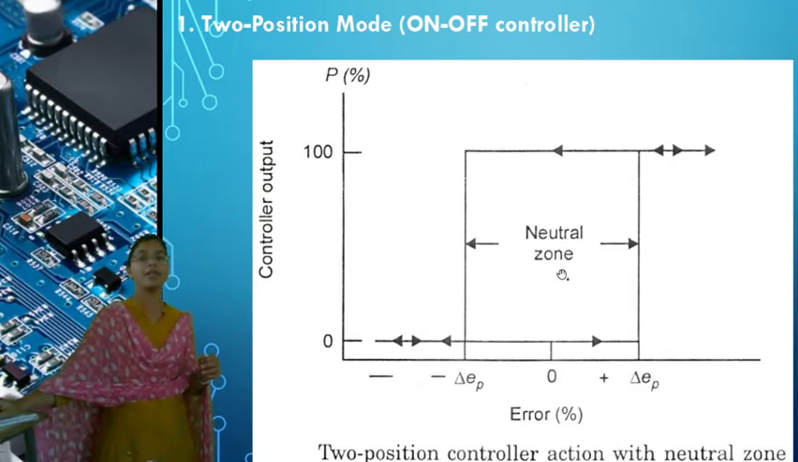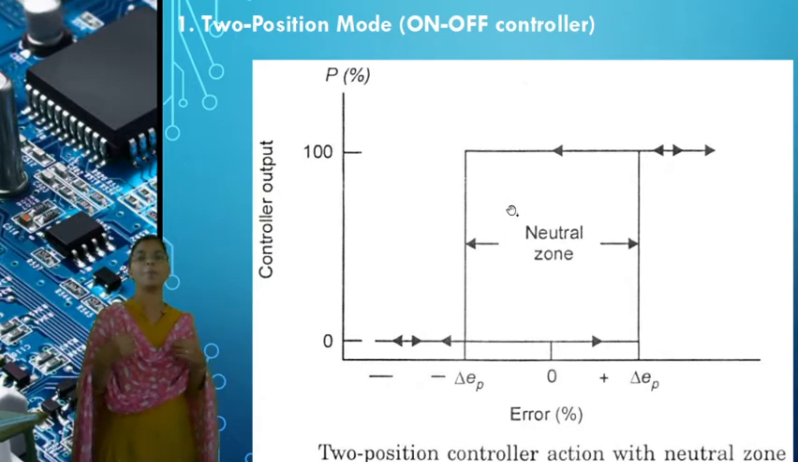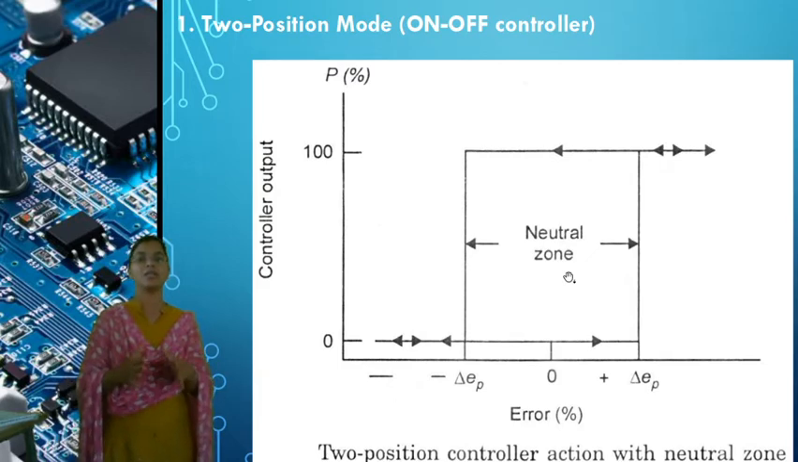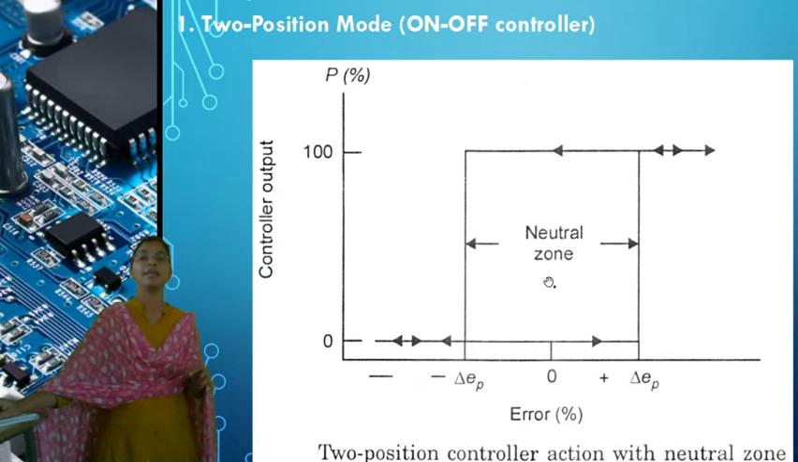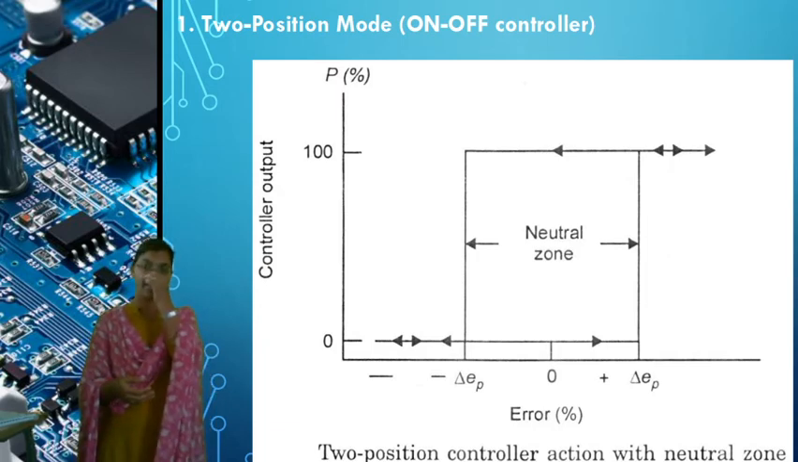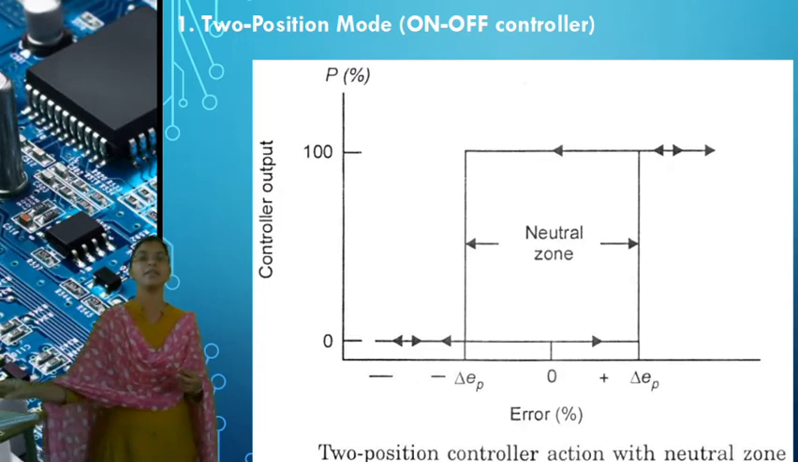In between these two parts, no operation is performed; it just sits idle. That idle position is called the neutral zone. In the neutral zone, there is no output. So this much time is wasted in the two position controller mode, and this is its main disadvantage. In order to avoid that, we take more than two positions, and then we can eliminate the neutral zone.